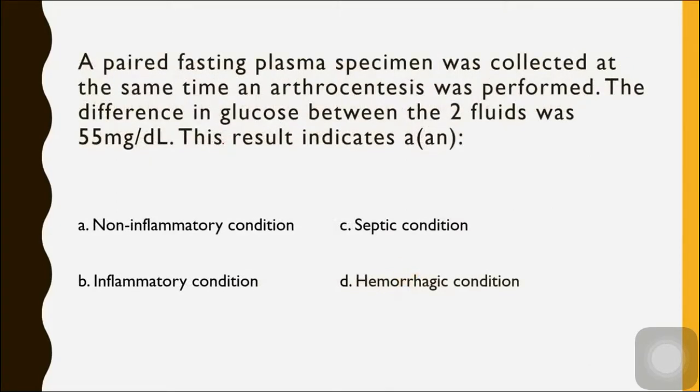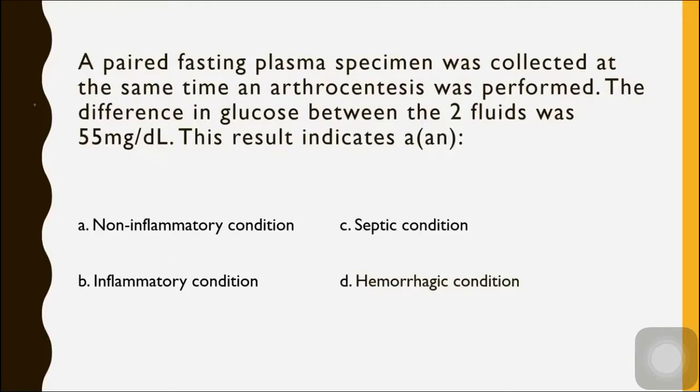So a paired fasting plasma specimen was collected at the same time an arthrocentesis was performed. The difference in the glucose between the two fluids was 55 milligram per deciliter. So this result indicates... So again, for synovial fluid glucose, the comparison between the synovial fluid and the plasma glucose is that the synovial fluid is less than 10 of the value of the plasma glucose. So for example, if there is a 100 milligram per deciliter plasma glucose, the value for synovial fluid should not be less than 90.